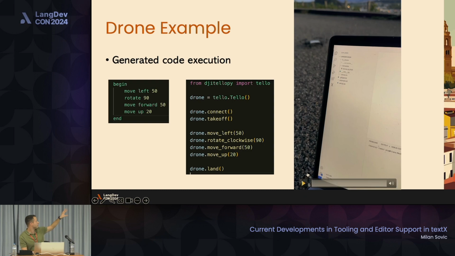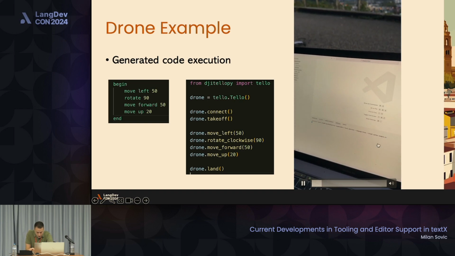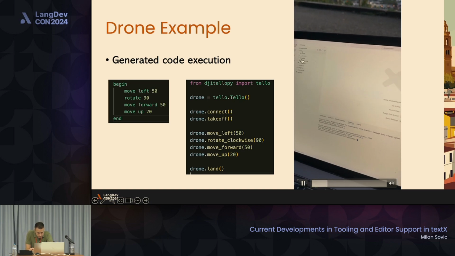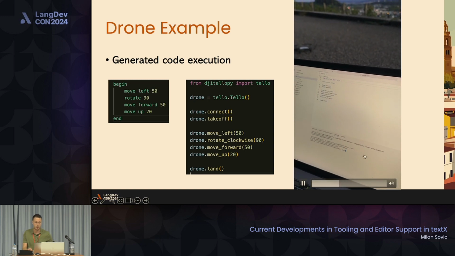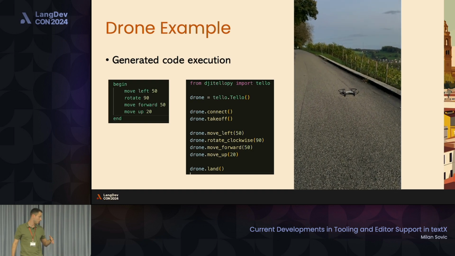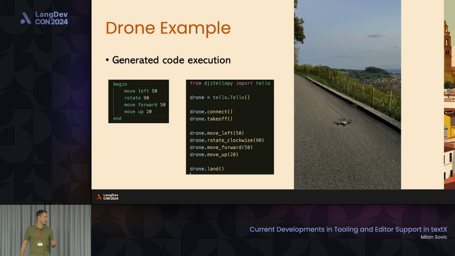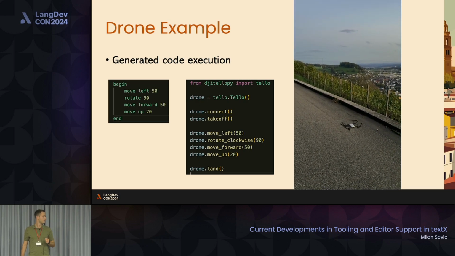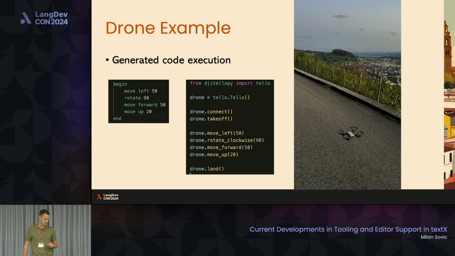So here you have, as a reminder, the program with the generated code, and here in the video I also run the generate command. There is the file, and now I will execute that file on the drone, and you can follow the movement. It will first go left half a meter, then rotate 90 degrees, go back up 20 centimeters, and it will finally land.